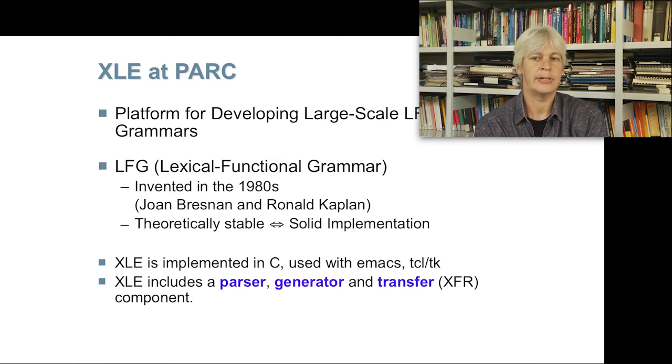One of the nice things about LFG is that it's theoretically stable, so you can go back and read the early papers, say the paper on control and complementation by Joan Bresnan in 1982, and that's still basically there. There have been a few discussions, but those results still stand. So it's not one of those theories that changes every 5 years and then you have to change the implementation, but it's theoretically quite stable. There have been incremental improvements, and that has also meant that the implementation is very solid. The implementation is mathematically very well thought out, so it has a very solid mathematical foundation, which means that it's implementable, efficient, etc.